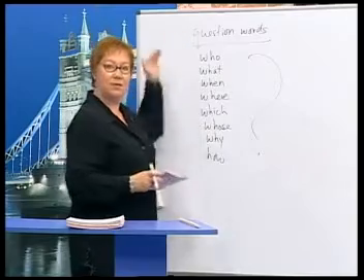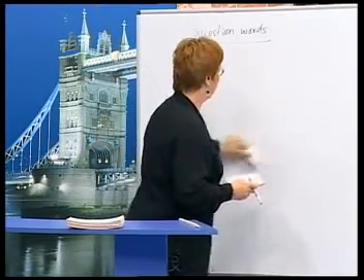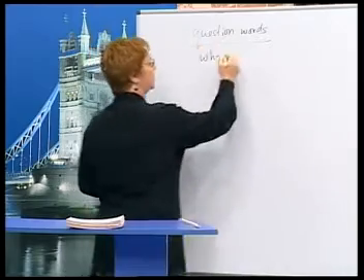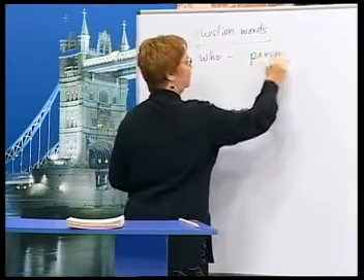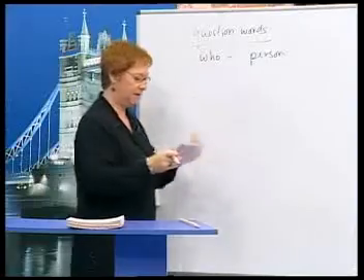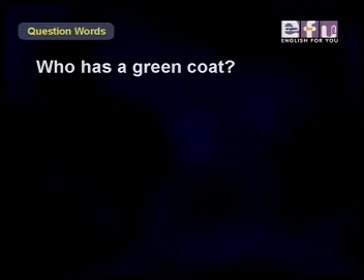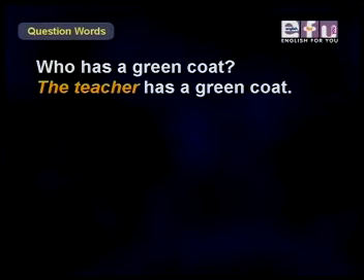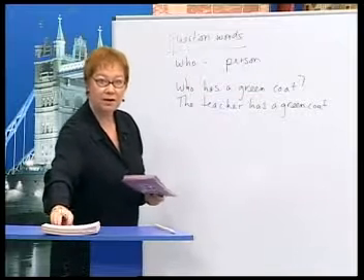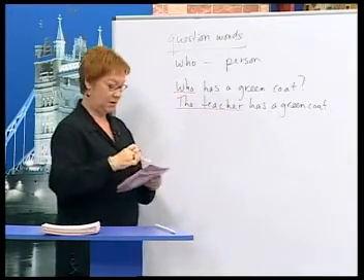Now let's look at these one by one. First, we'll look at who. Now, who asks about a person. This is for a person: man, woman, child, teacher. So here are some examples. Who has a green coat? The teacher has a green coat.